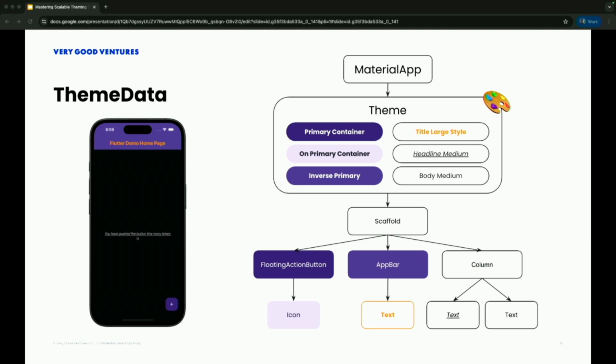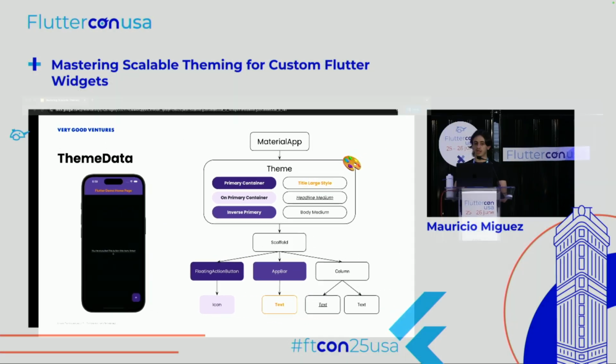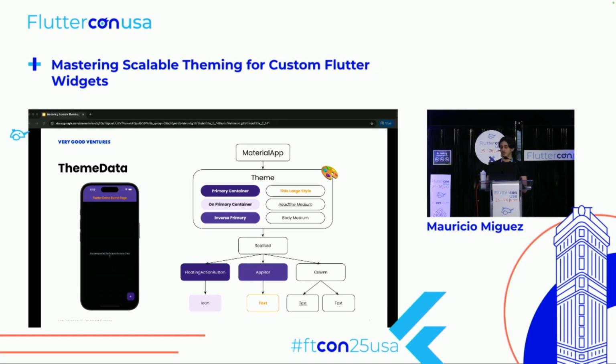So Material app has a powerful and yet opinionated way to style our application and our widgets. It has a ThemeData class that allows us to define the visual characteristics of our app and applies this theme to the descendant widgets in the widget tree.